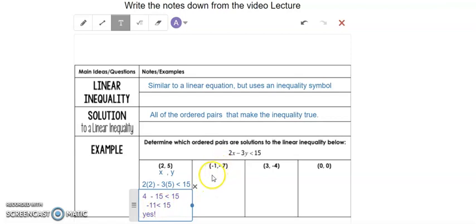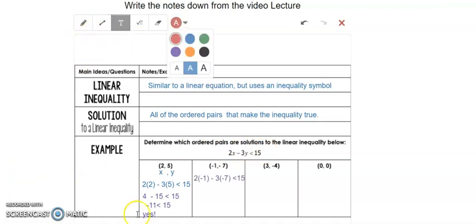Let's check out this next solution. So I have negative 1 comma negative 7, and again I'm going to substitute it into this inequality right here. So I have 2 times my x, which is now negative 1, minus 3 times my y, which is now negative 7, is less than 15.